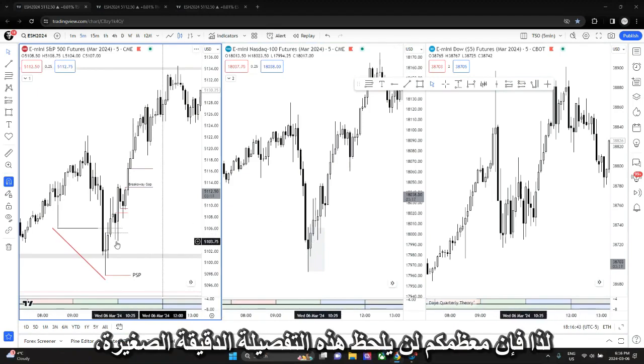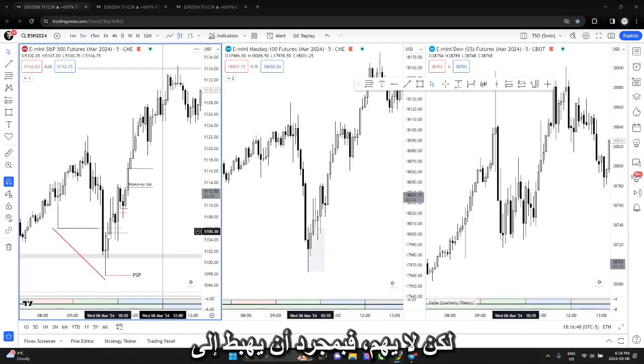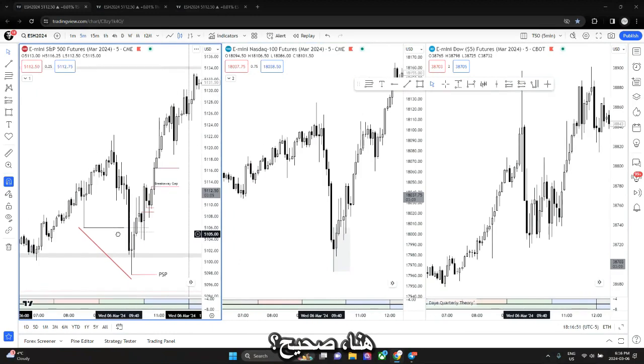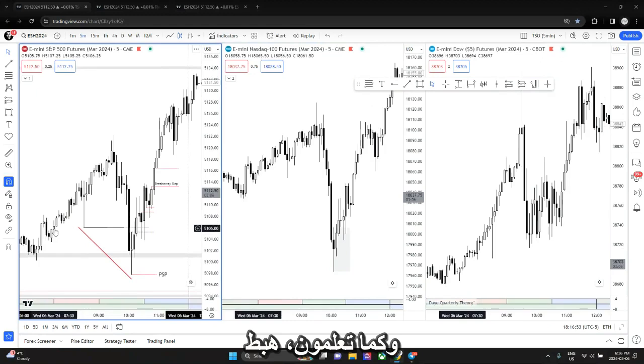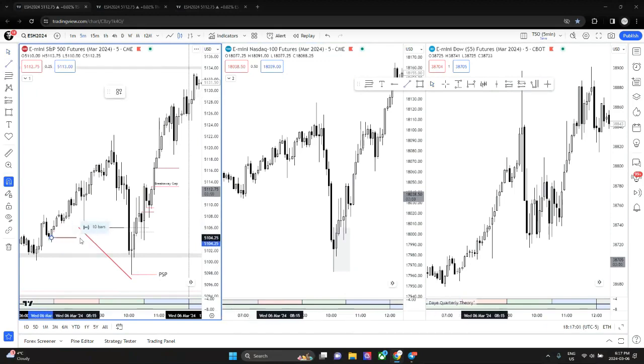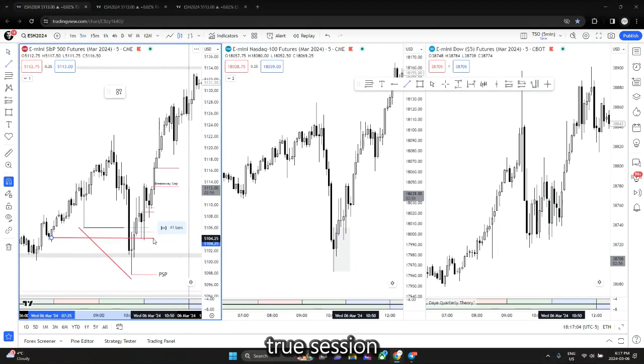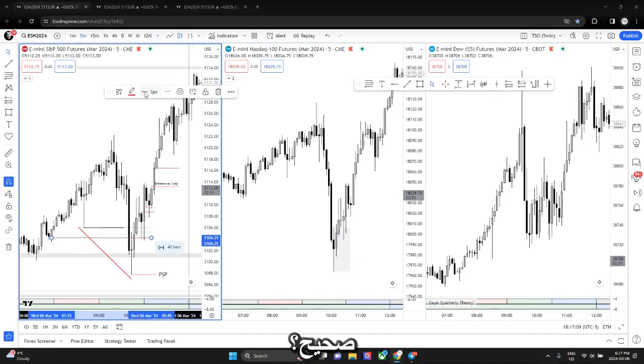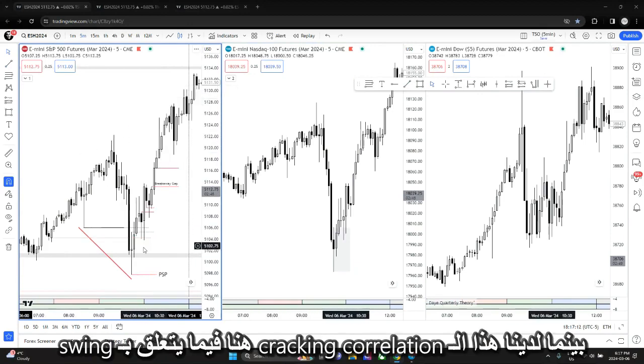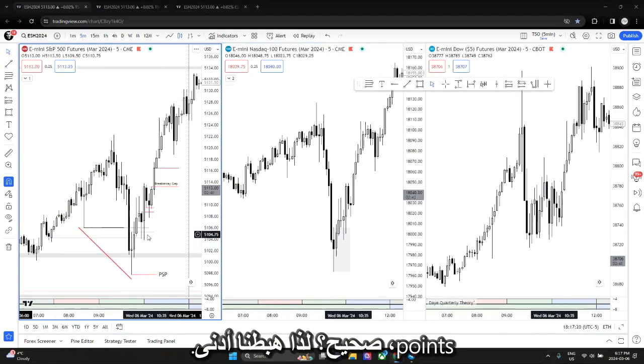Most of you wouldn't catch this small intricate detail, but that doesn't matter. Once it drops into here, and it dropped below the true session open, while we have this cracking correlation right here in regard to the swing points, right? So we drop below.